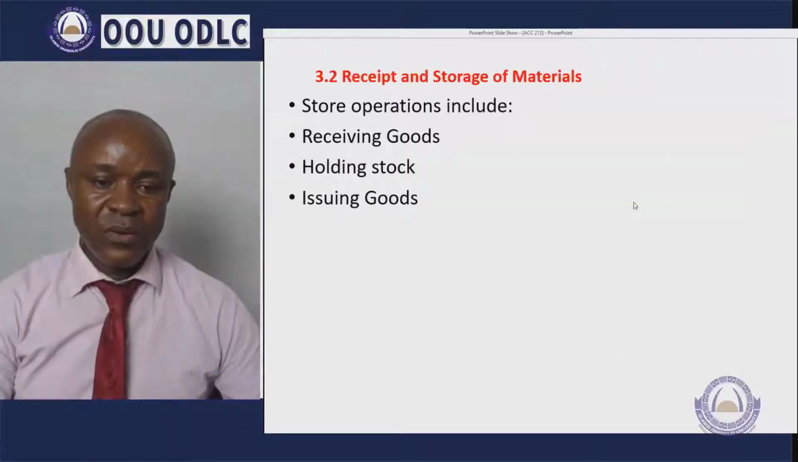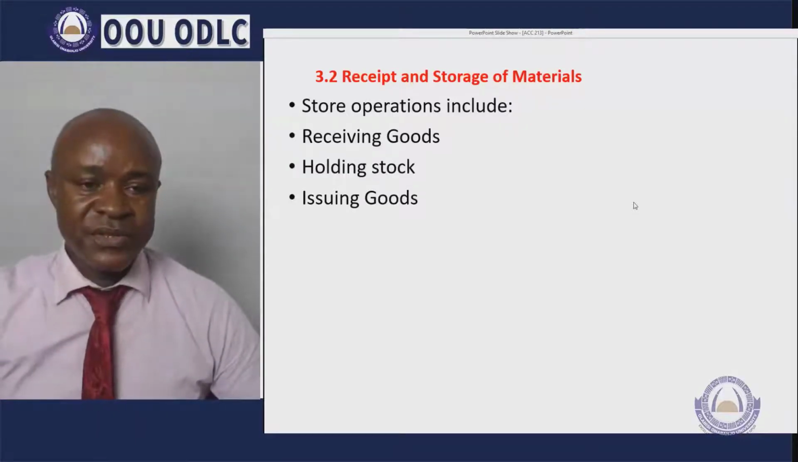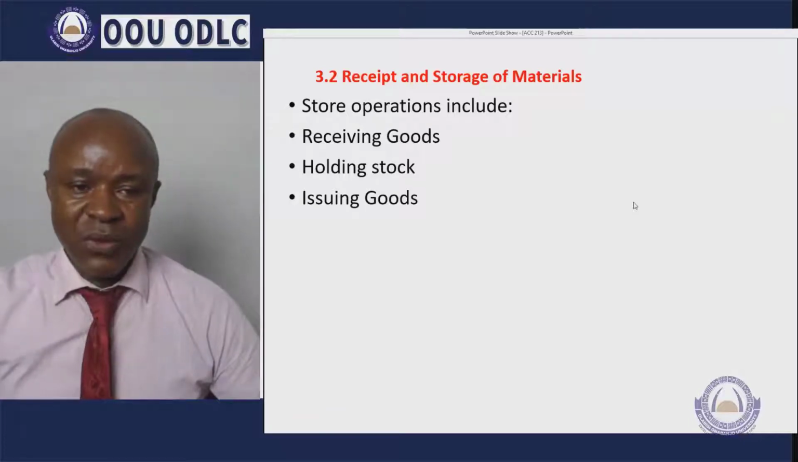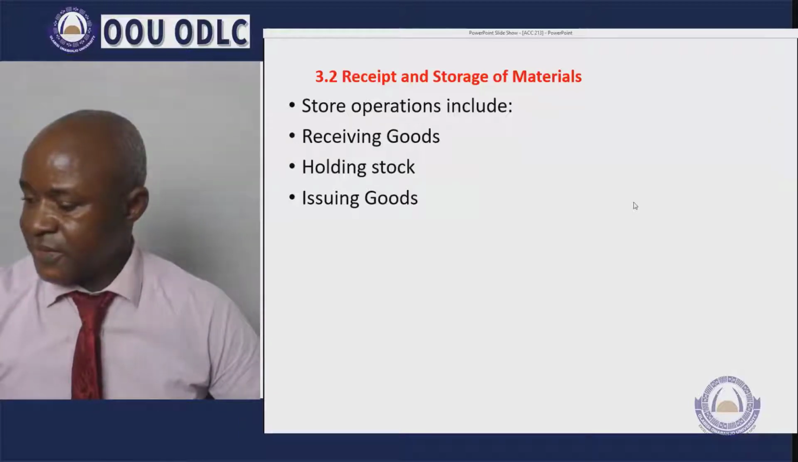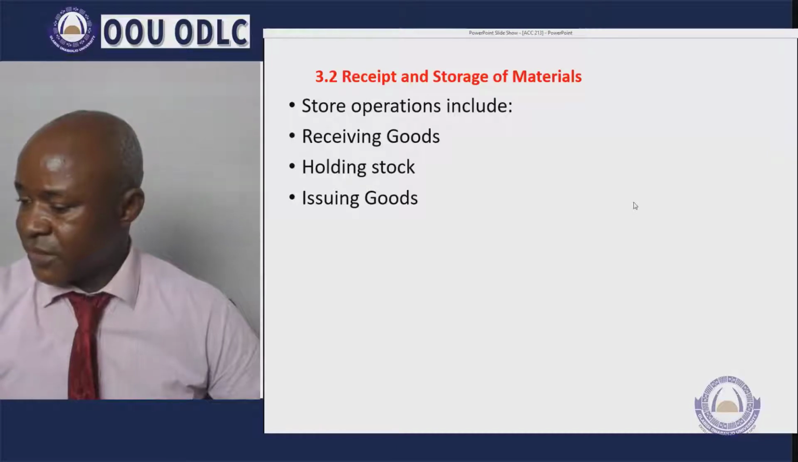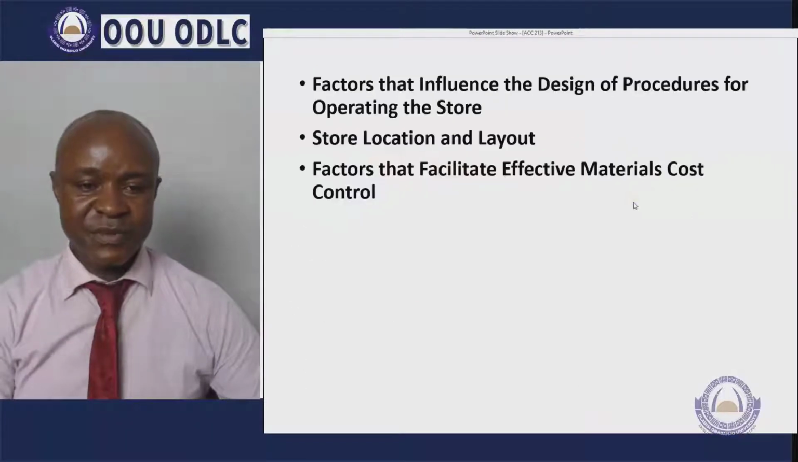All right. So we are going to look at another subsection in this session 3, which is subsection 3.2, and what we're going to look at there is receipt and storage of materials. Receipts of goods that have been ordered and storage of materials. So this involves store operations, which include receiving goods, holding of goods, that is storing them, and then issuing the goods to the relevant department that is responsible for that.